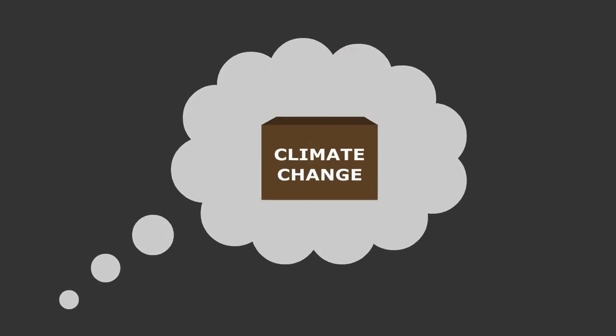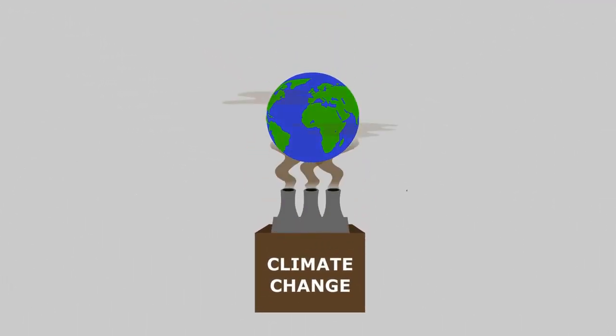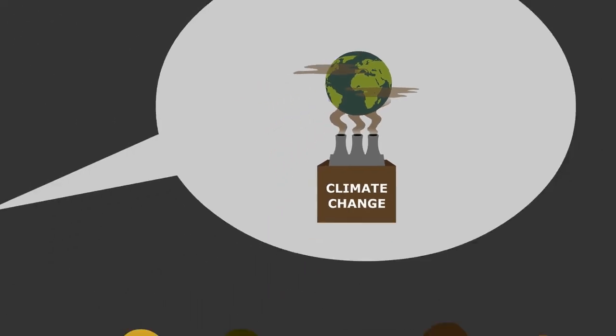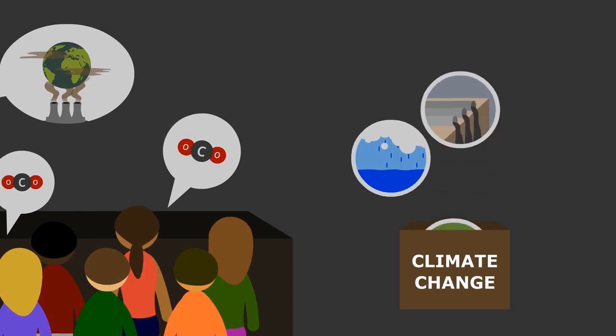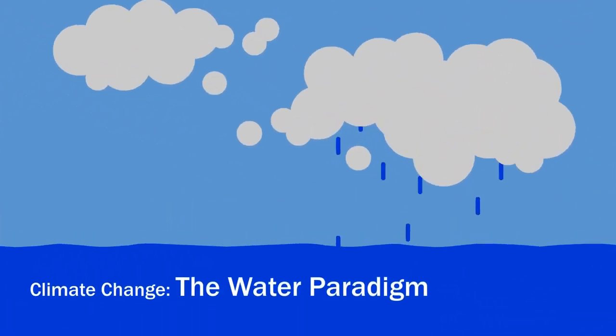When we think about climate change, we tend to think about carbon dioxide in the atmosphere warming the planet. Carbon is so central to our thinking about the climate that many other important aspects are excluded from the conversation. One of these things is water.